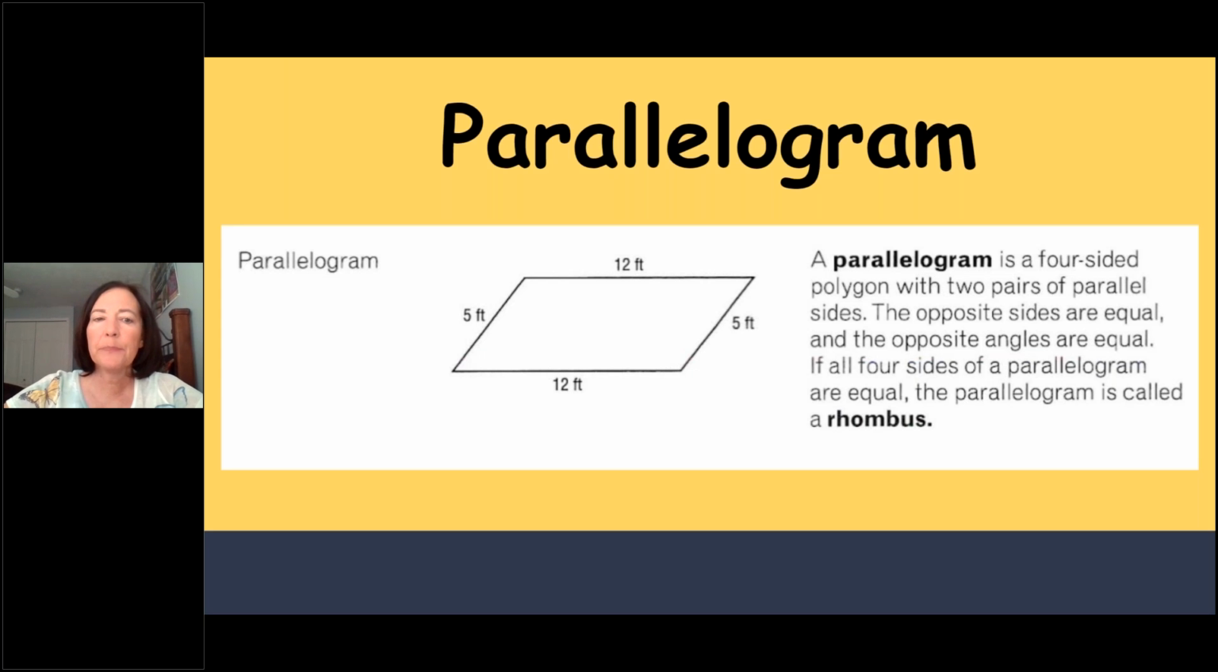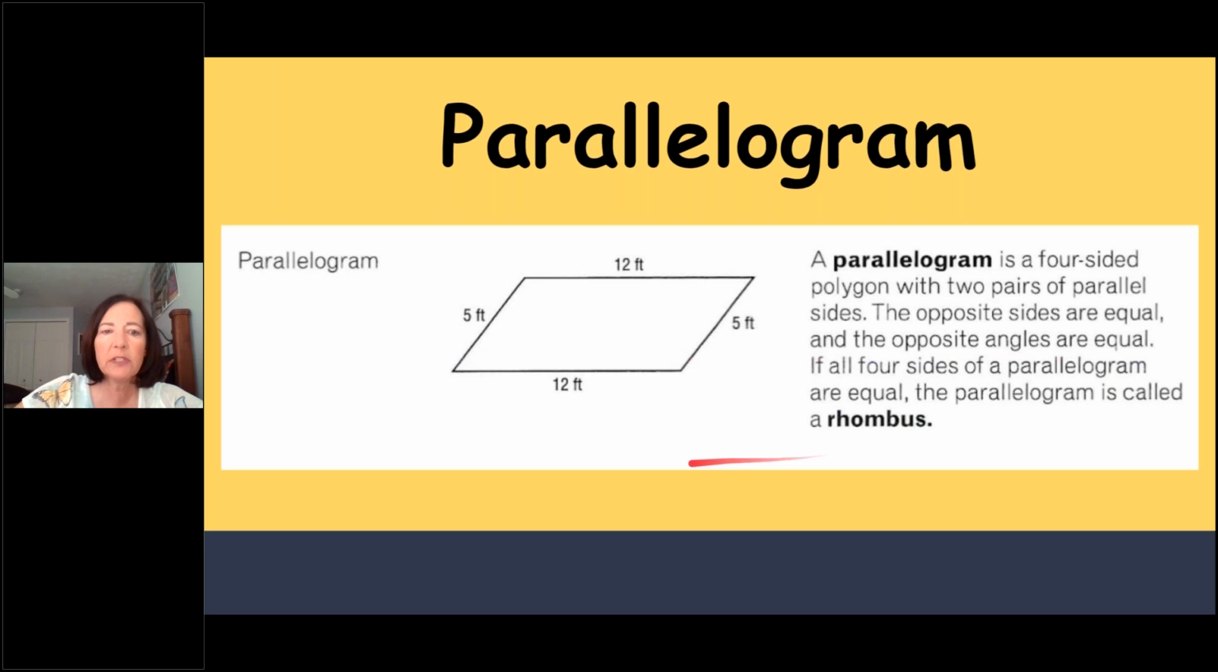Parallelogram. We don't use that shape as often as we do the square and the rectangle and the triangle, so I thought we should probably go over what that is. A parallelogram has to have 4 sides. You're going to have 2 pairs of parallel sides. And parallel sides, if you remember, are 2 lines that can travel forever in either direction, and they're never going to cross.